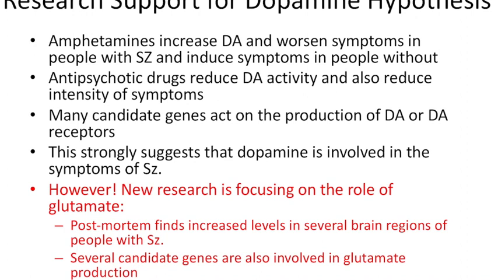So we're going to have a look at some drugs' effects here and how that can support dopamine. When we look at amphetamines, these are drugs which increase dopamine activity. And these drugs worsen symptoms in people with schizophrenia and can induce schizophrenia-like symptoms in people without. When we take drugs like antipsychotics, which reduce dopamine activity, they also reduce the intensity of symptoms. This suggests that dopamine is involved in the disorder.